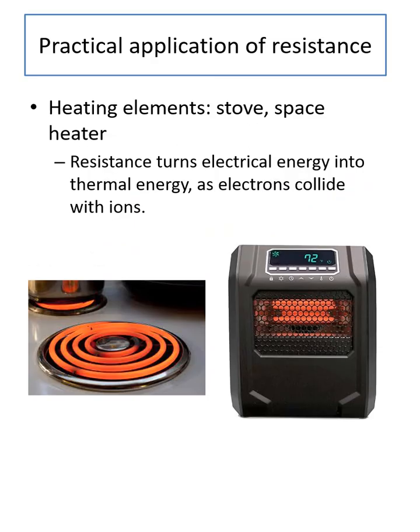Some applications in everyday life of resistance. One thing they're used for is heating elements, for like a stove or a space heater, a hair dryer, an iron. What happens is this material, the heating element, has a resistance, and so as you run a current through it, it turns the electrical energy into thermal energy as the electrons collide with the ions. And here you see the stove and the space heater, and the element gets so hot that it actually glows red or orange.